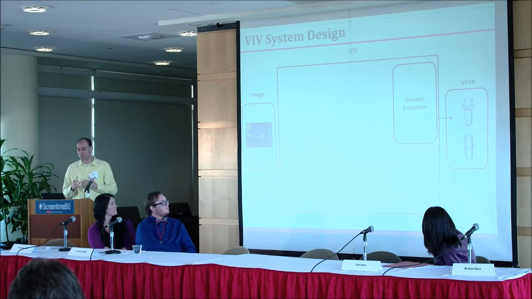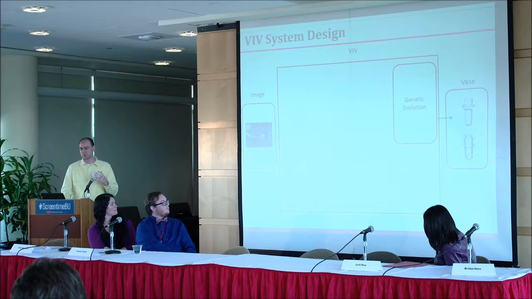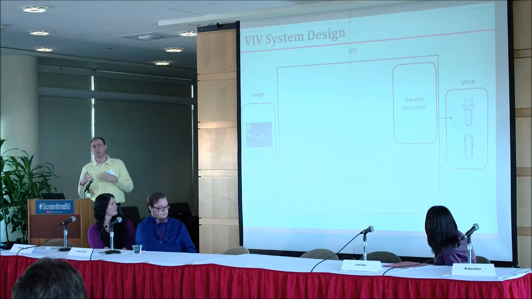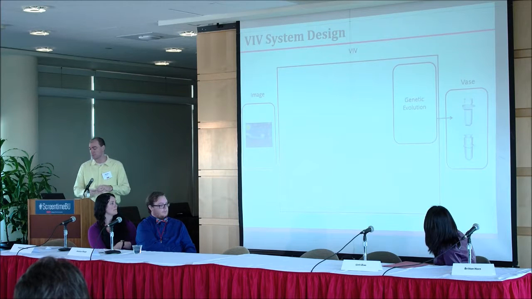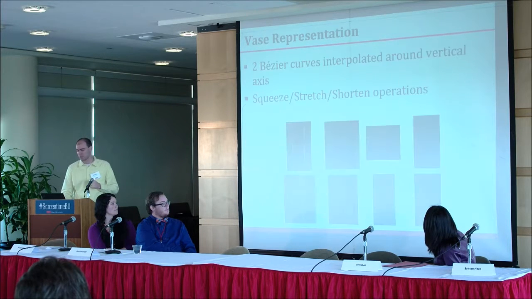So once the image has been analyzed, it's been generalized to those 4 aesthetic principles, then we actually get into the vase creation piece. And so at this point, the system is going to try and create a vase that matches the same values that the image had for its colors.